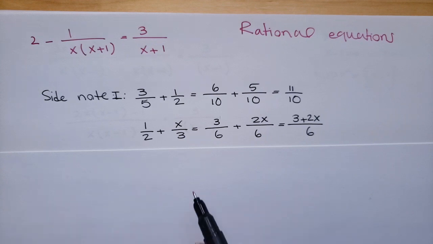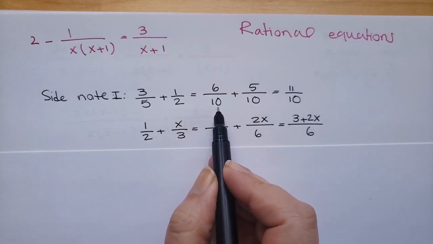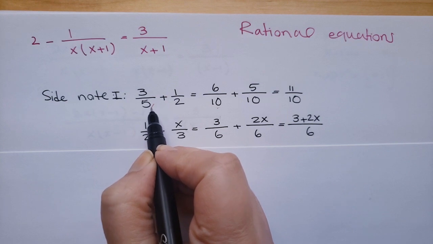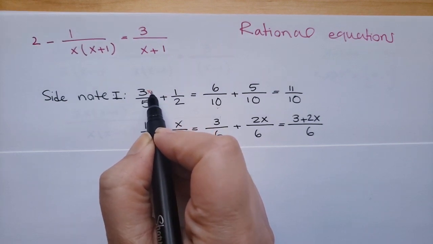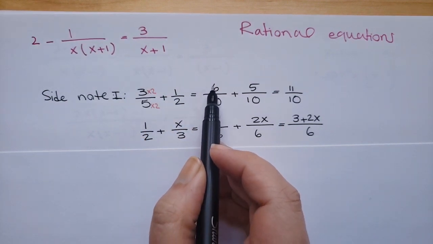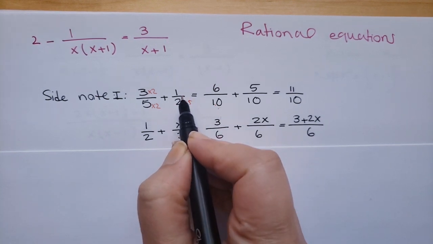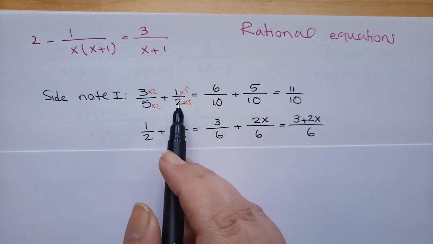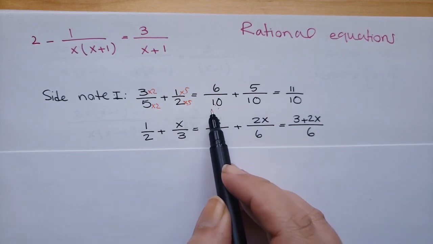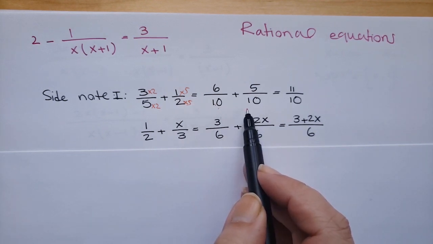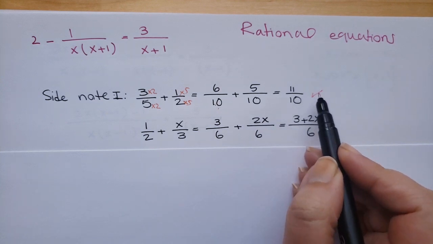So here, if I want to make the denominator 10, I have to multiply this one by 2 and then this one by 2. So it would be 6 over 10. And for the second one, this will be multiplied by 5, and this will be the same. So that would be 5 over 10. Both of them now have the same denominator and I can add them together.